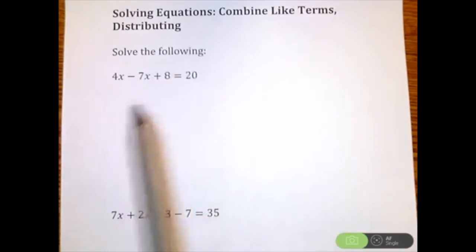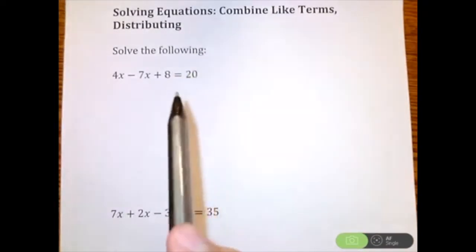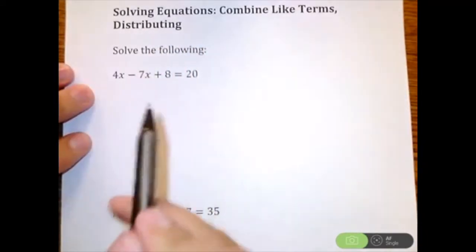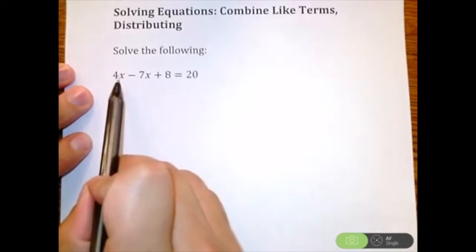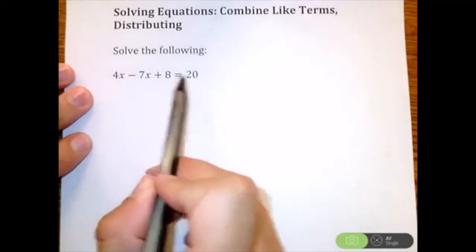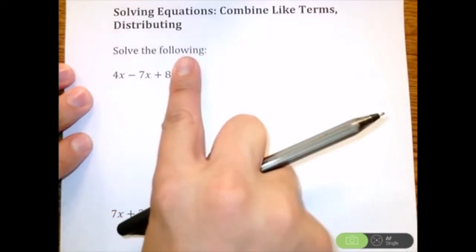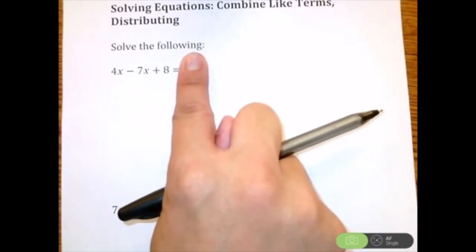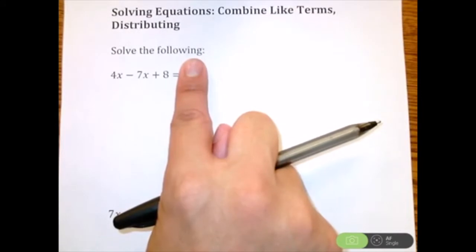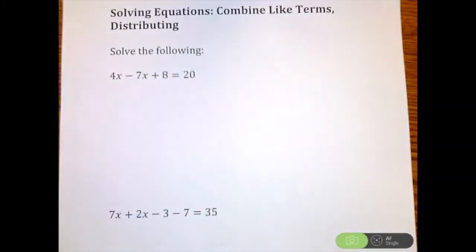So we're going to solve the following. Now, again, the focus is on getting x alone. But if we look at this setup, right now I have 4x minus 7x plus 8 equals 20. If I look at the left side of this equals sign, things aren't exactly cleaned up yet. There's multiple x's there. I can condense that down before I even start to think about how I'm going to solve it and what piece to move.